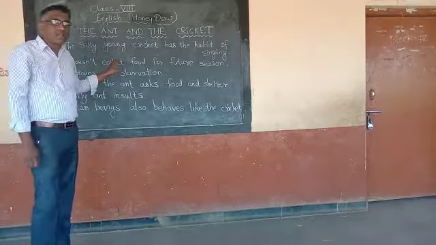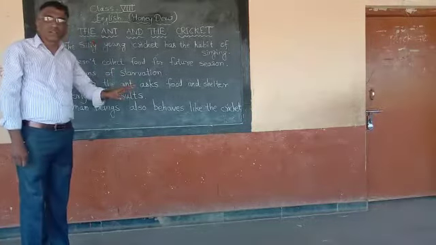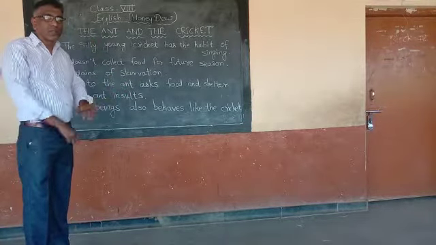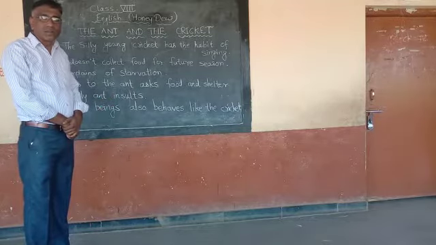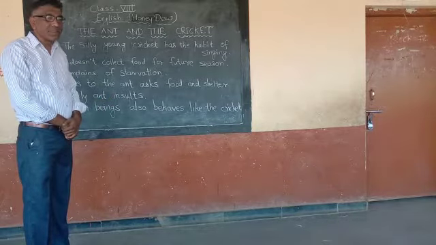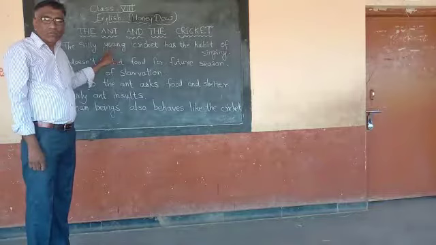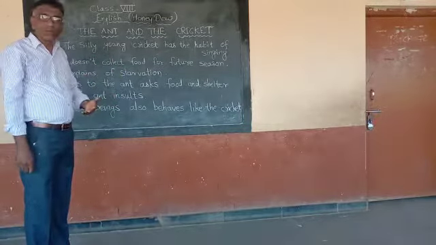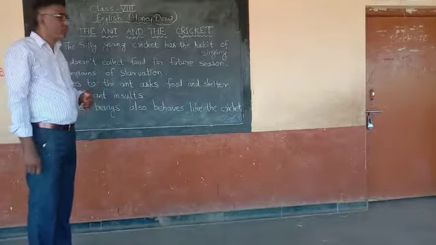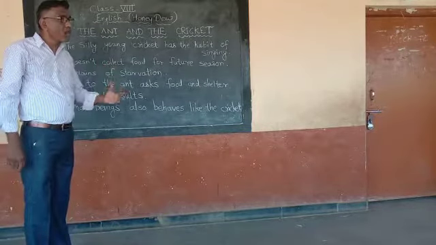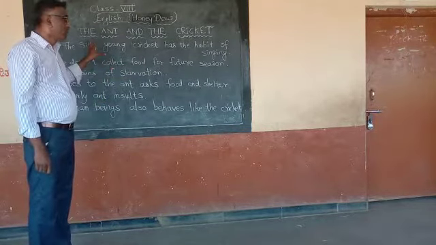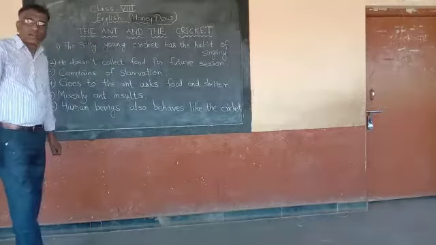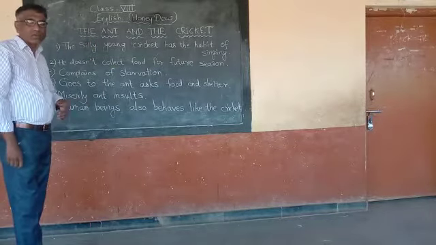Students, actually this poem tells us a beautiful story which gives us a moral. That's why we can say that the poem tells us a fable. Fable means a story which tells us a moral. So we can get a moral from this poem. Let us see what is there in the poem. What is that story? What is that fable?